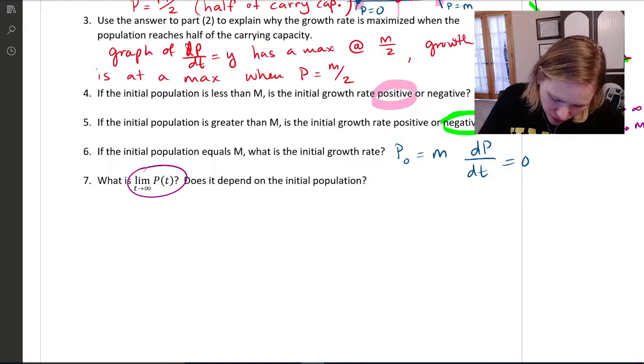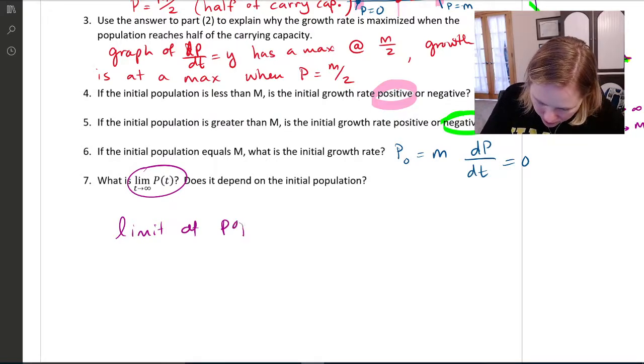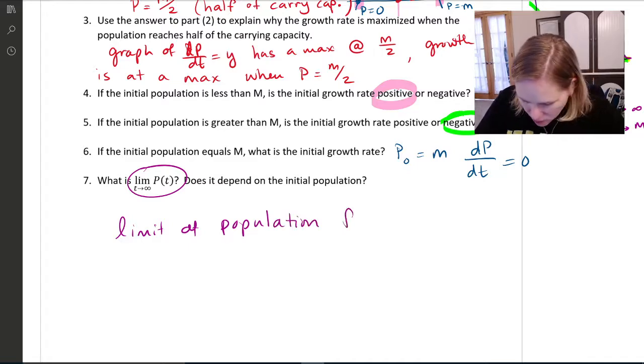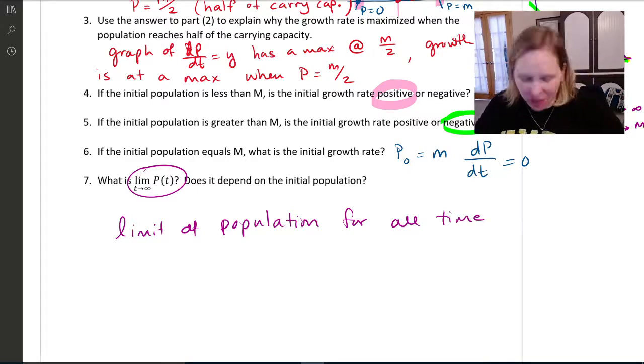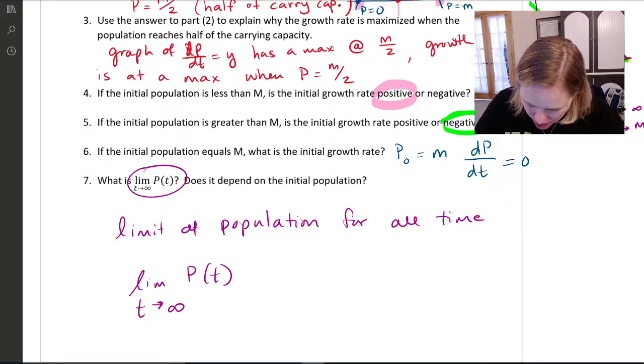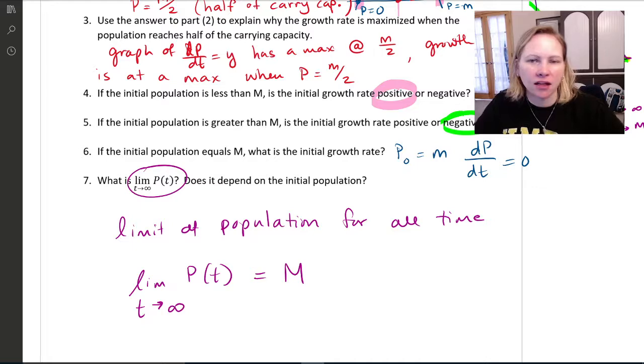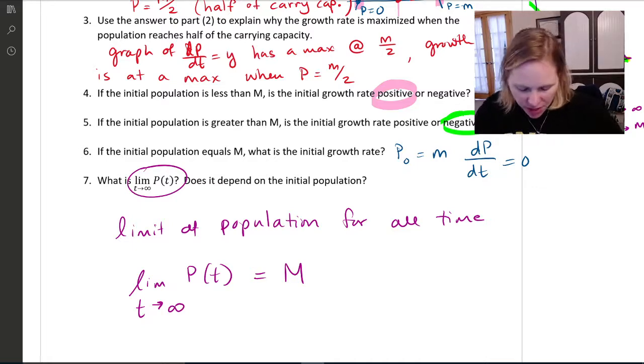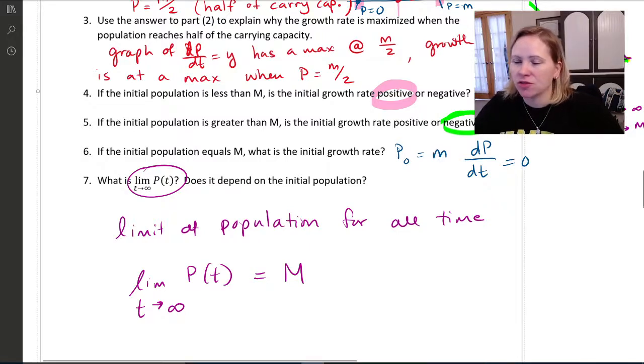So the limit of the population, that's what this is asking for, for all time. That's kind of how we think about this in English. So the limit as t approaches infinity of p of t, the limit of the population, is always going to be m. It's going to be that carrying capacity. And your AP exam likes to ask you about the carrying capacity using this limit notation. So be on the lookout for that and make sure you jot this down.